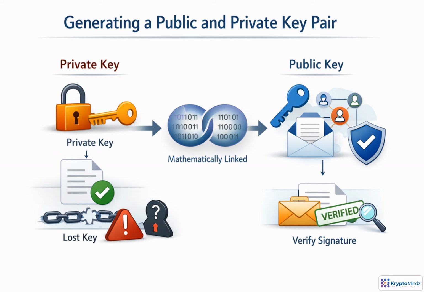A key pair is created together, not as two unrelated random values. In Node crypto, generateKeyPairSync with ed25519 returns both public key and private key. The private key is your proof of ownership, so it stays secret and is used to sign messages. The public key is safe to share because it only verifies signatures. The math links them, but the private key cannot be practically derived from the public key. If you lose it, you lose that identity.